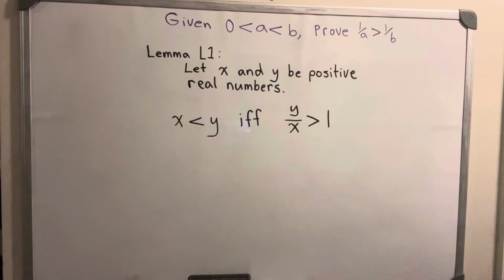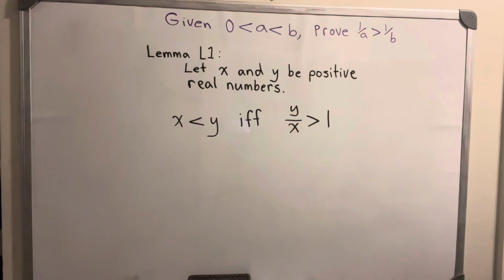Here's the next thing that I wanted to use during my proof, so I went ahead and proved it in advance. I called it lemma L1. I said to myself, let x and y be positive real numbers. So x and y are both positive. x is less than y if and only if y over x is greater than 1.